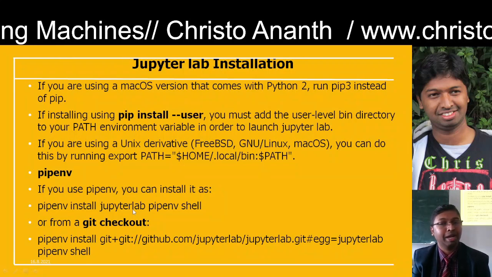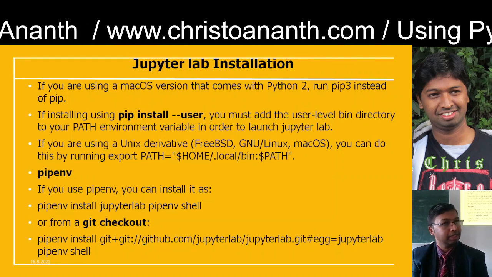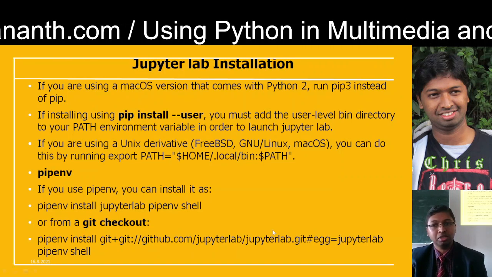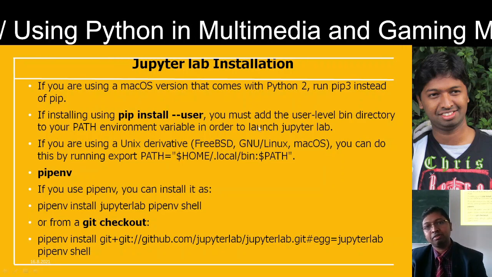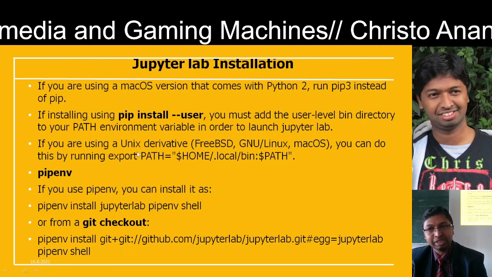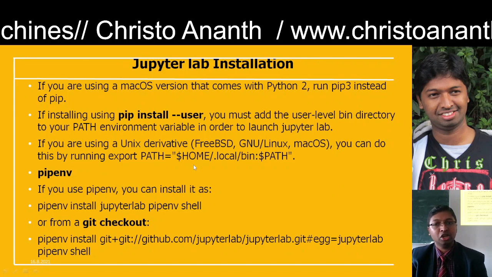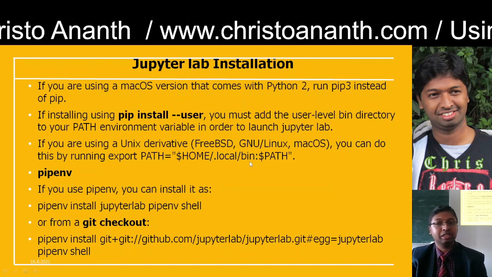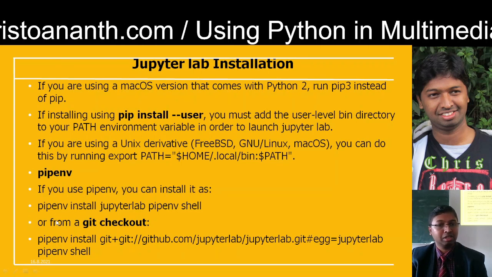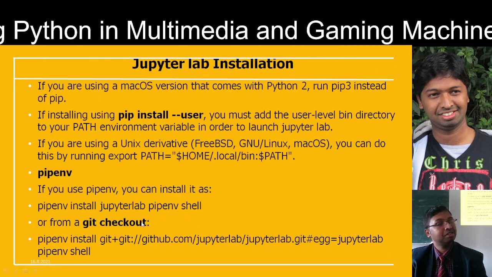If you are using macOS with the Python 2 platform, you can run pip3 instead of pip. If you are installing using pip install --user, you have to add the user-level bin directory to your PATH environment variable. If you are using a Unix derivative, you can do this by running export PATH=$HOME/.local/bin:$PATH. You can also use pipenv: pipenv install jupyterlab, then pipenv shell, which is the virtual environment shell.